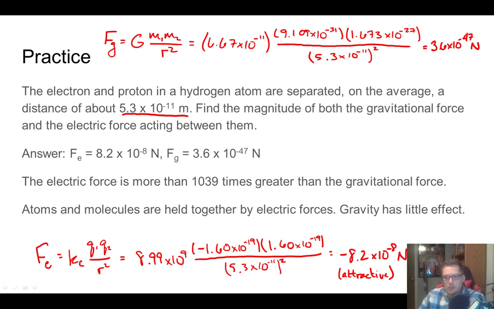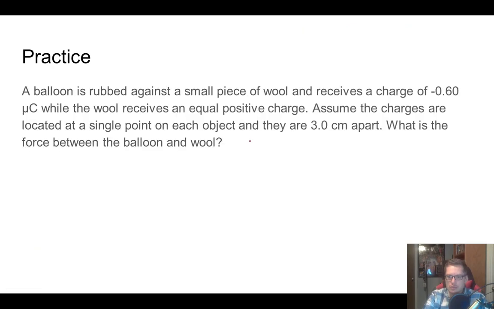All right, here we go. Let's do another one. Should be pretty easy. A balloon is rubbed against a small piece of wool and receives a charge of negative 0.6 microcoulombs. Uh-oh, look, there's that micro. We have to make sure we put it in coulombs, remember.